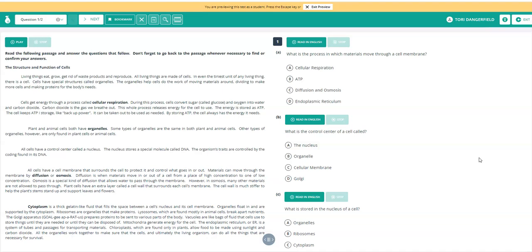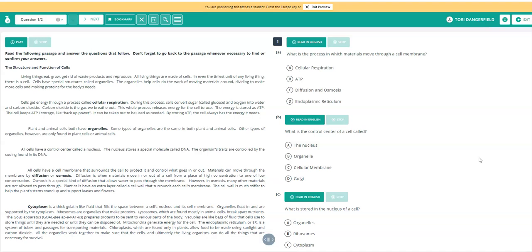Cells get energy through a process called cellular respiration. During this process, cells convert sugar, called glucose, and oxygen into water and carbon dioxide. Carbon dioxide is the gas we breathe out. This whole process releases energy for the cells to use.